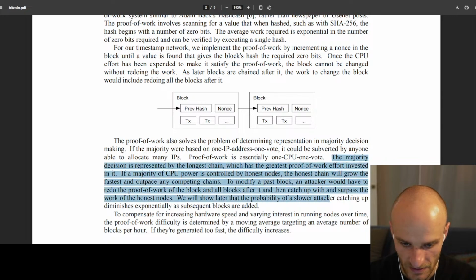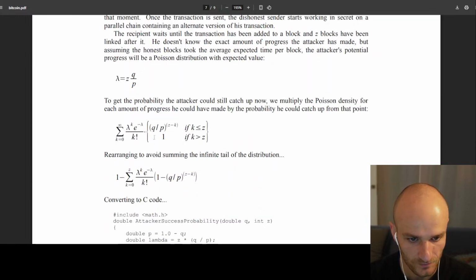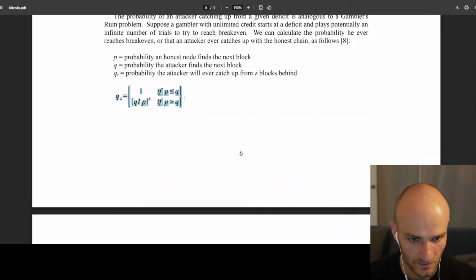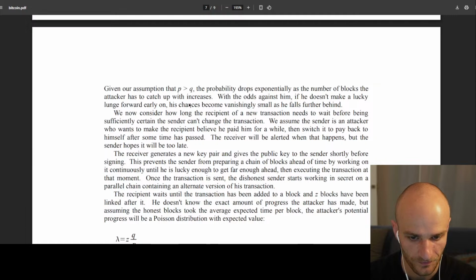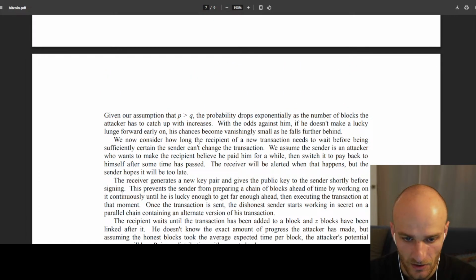So this piece of text here is coded in chapter 11 in this way. So this is the mathematical representation of that piece of chapter 4. Therefore, now with the odds against him, if he doesn't make a lucky lunge forward early on, his chances become vanishingly small as he falls further behind.